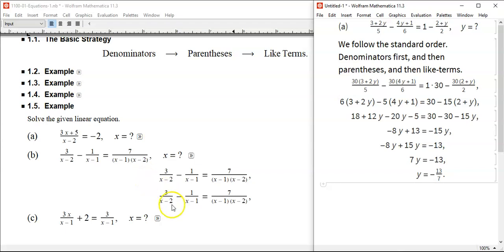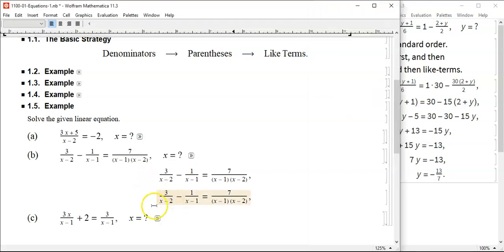We have x minus 2 here, so whatever we multiply will have to kill off this x minus 2. x minus 1 here, that must be annihilated. And we have the product there. So do you see that multiplying this to each term solves everything?